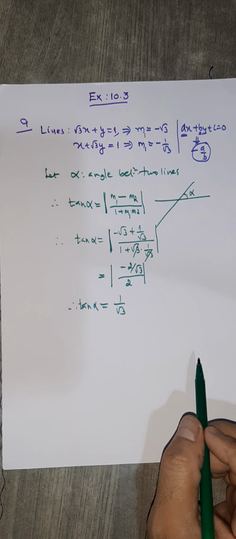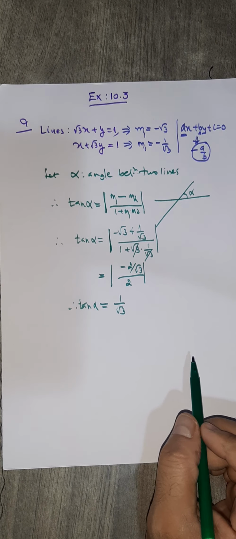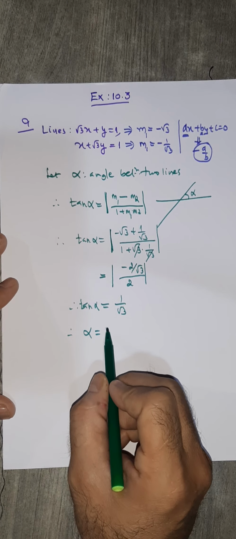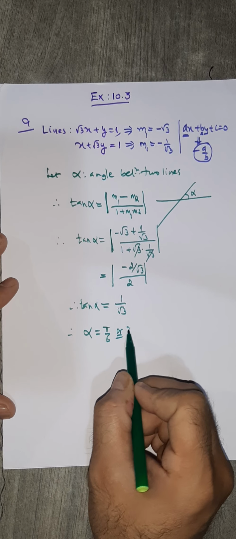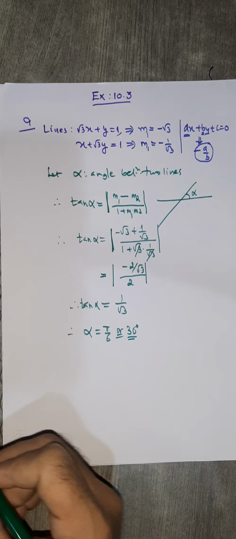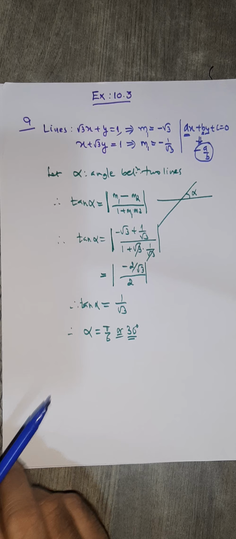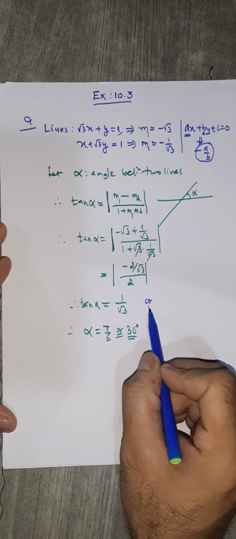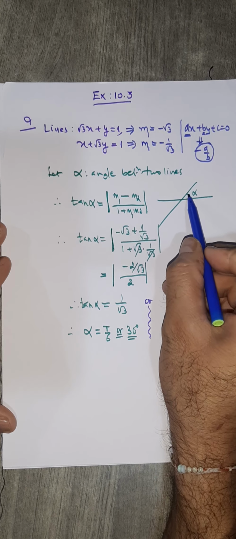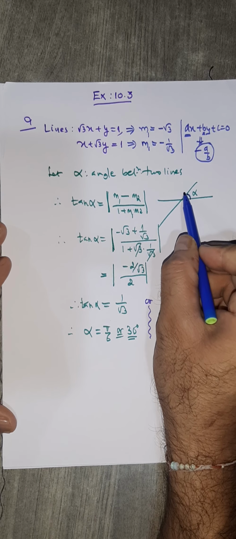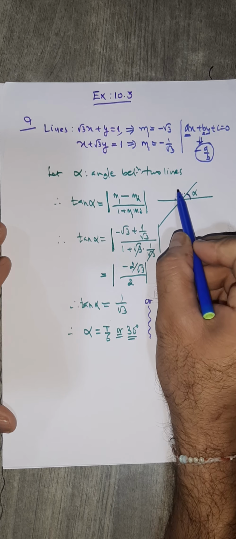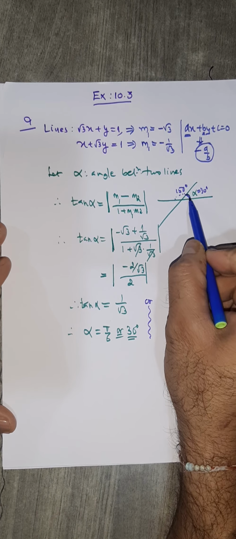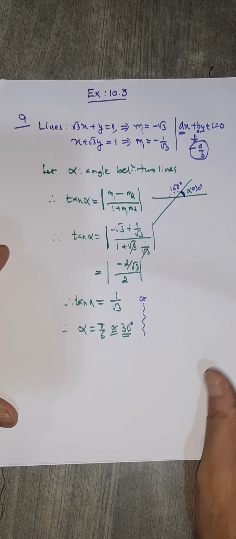And you know the value of alpha when tan alpha becomes 1 by root 3. That is alpha equals to pi by 6 or 30 degree. Normally the acute angle is considered the angle between two lines. You can see if this is 30 degree, then this is also an angle between two lines. Then this much has to be 150 degree if this is 30 degree. Normally we take the acute angle as the angle between two lines.